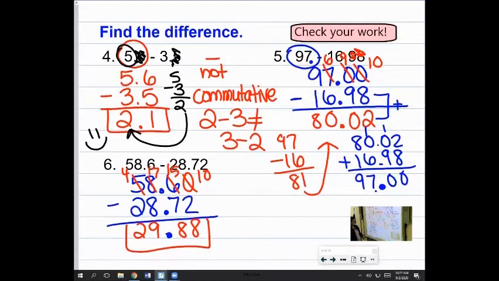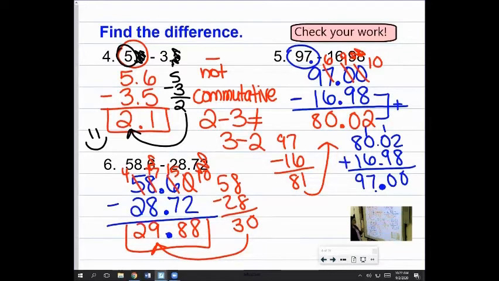So let's see if we were right. I'm going to check two different ways. Ignore this, ignore this. Let's subtract. 58 minus 28 puts me at 30. That is very close to 30. Think about it as $29.88. That's close to 30. So we did that correct.